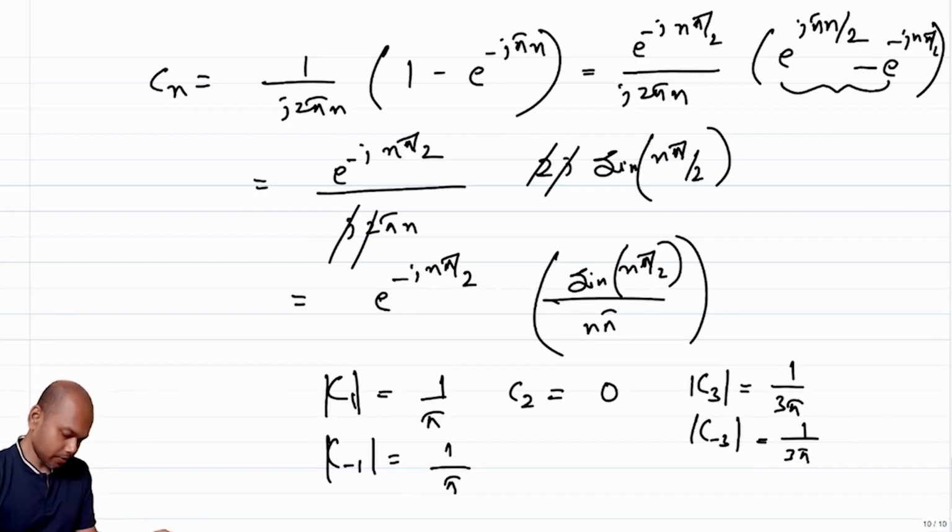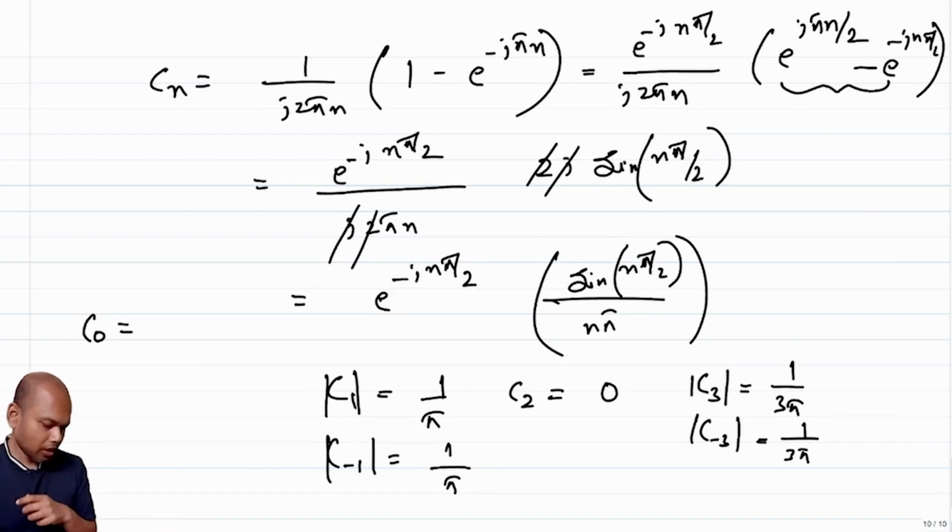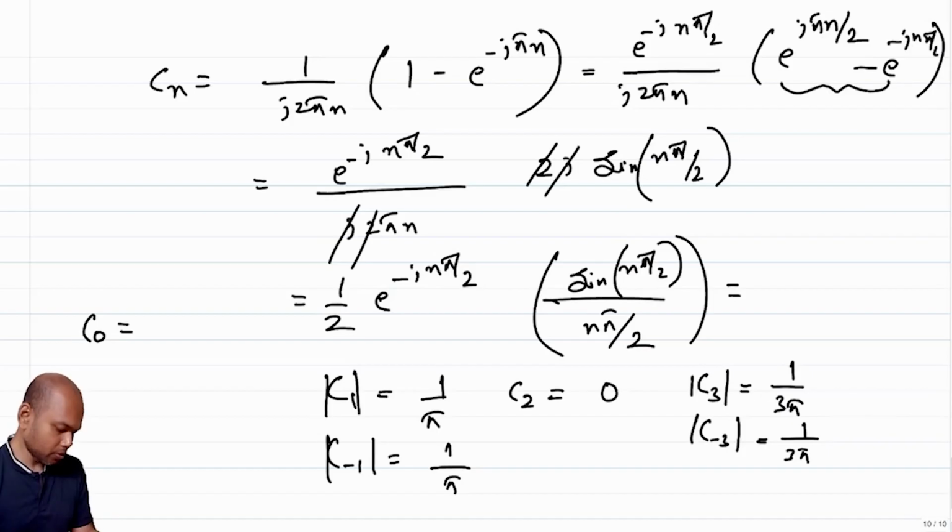What about C0? I can express Cn as sine of n pi by 2 divided by n pi by 2, times 1 by 2. Sine n pi by 2 over n pi by 2 is effectively sine x by x, which when x tends to 0 is equal to 1. So C0 is basically half.